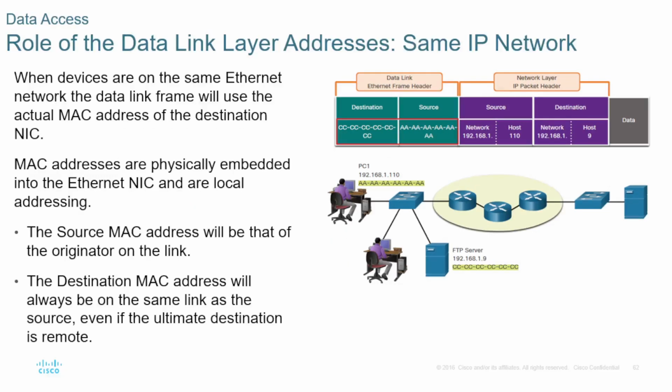When devices communicate on the same Ethernet network, the data link frame uses the actual MAC address of the destination NIC. MAC addresses are physically embedded into the NIC, making them a form of local addressing. The source MAC address is the address of the device sending the frame on the local link. The destination MAC address is always the address of a device on the same local network, even if the packet's ultimate destination is on a remote network. This system allows devices to reliably deliver data locally, while higher layer protocols, like IP, handle routing to distant networks.